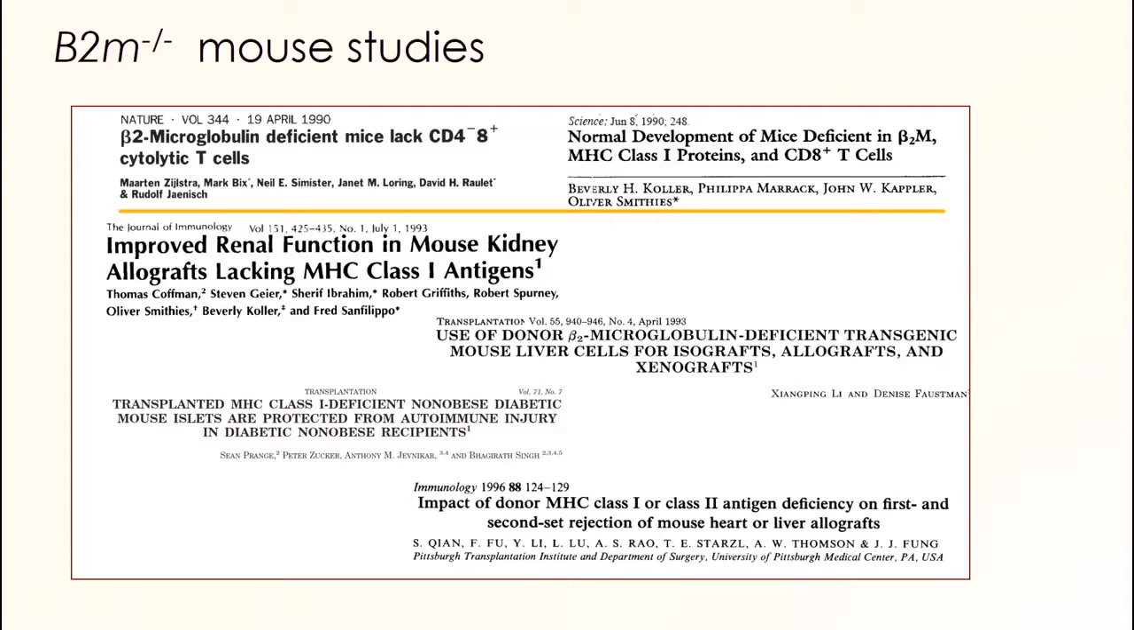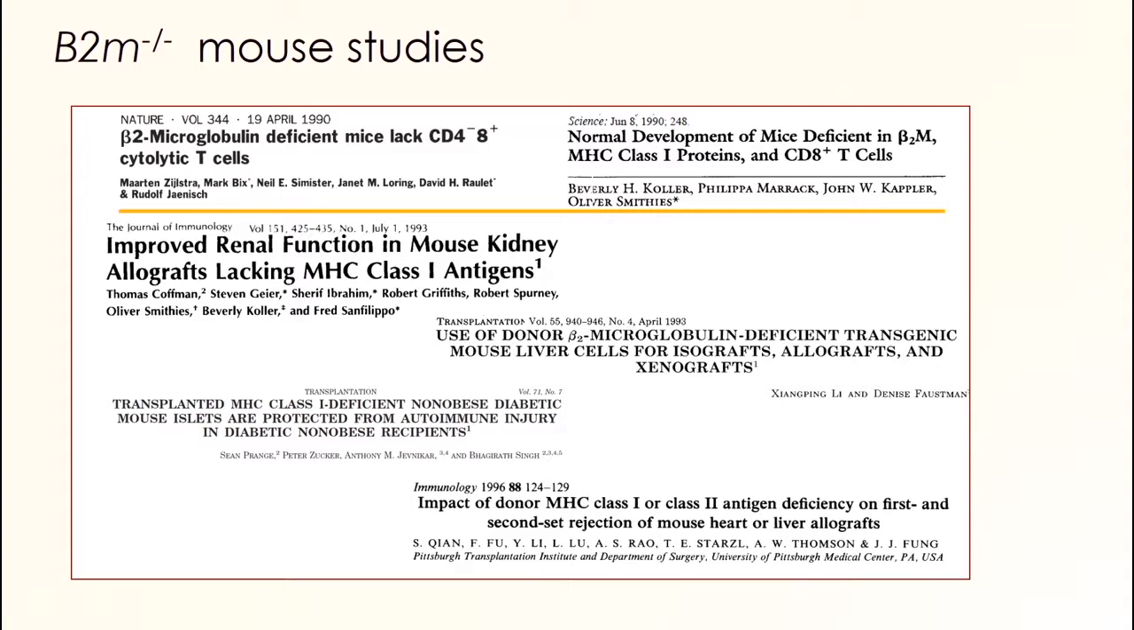This is not a new concept. It's almost 30 years since the original beta-2 microglobulin knockout mice were made by two groups. They were one of the first knockout mice ever made. If we knock out beta-2 microglobulin, what these papers showed was that none of those class 1 molecules get to the cell surface. All of the HLA-A, B, and C chains are still expressed in the cell, but they don't get to the surface. So you have no class 1 molecules on your cell.